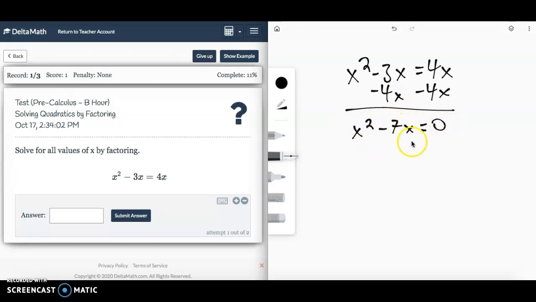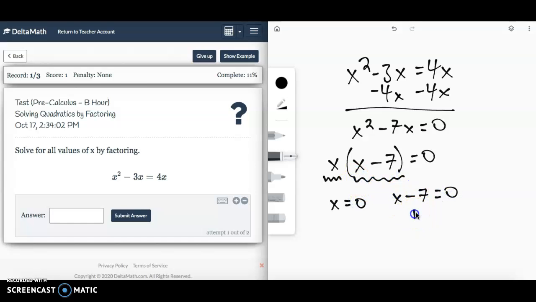Check. Is there a GCF I can pull out? Absolutely. In this first term, I have 2 x's. In the second term, I have 1x. So the most I can pull out is 1x from each of those terms. When I take away 1x from x squared, there's 1x left. Then I still have minus 7, and I took away the 1x on the second term. So that's good. Separately, I set my factors equal to 0. Remember, it's okay that this is a factor. So x equals 0, and then I set my other factor equal to 0 as well. So x equals 7 is one option, and x equals 0.